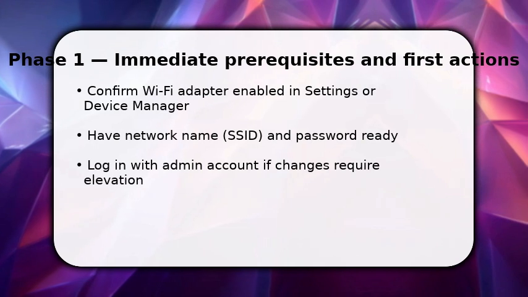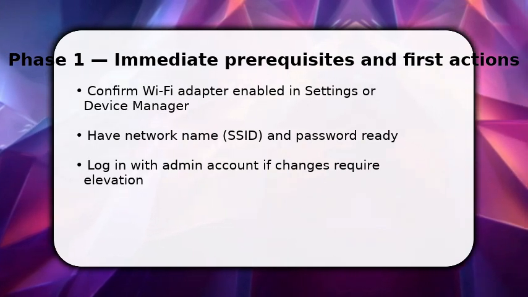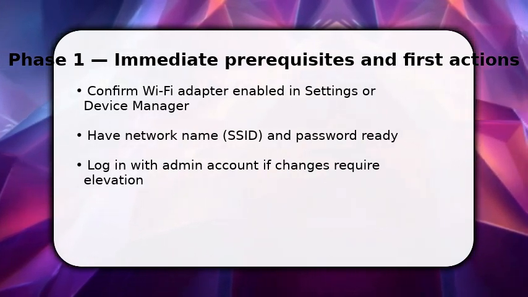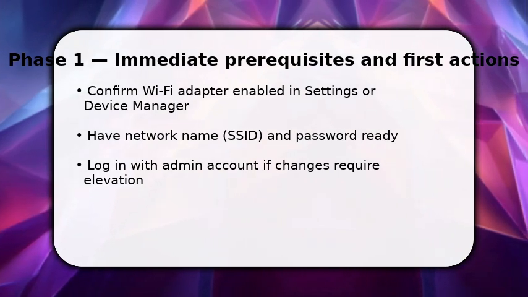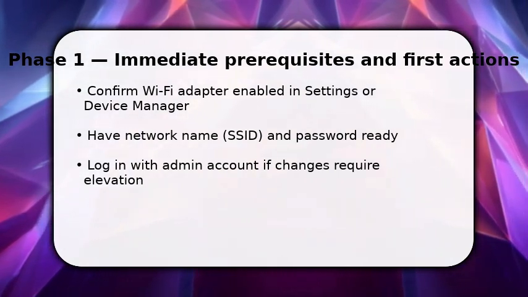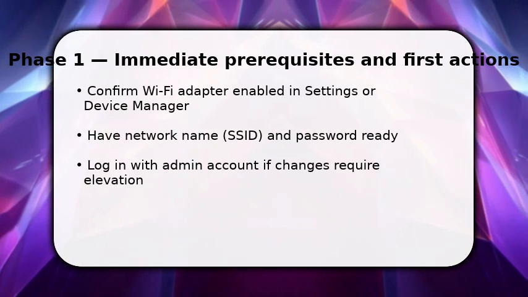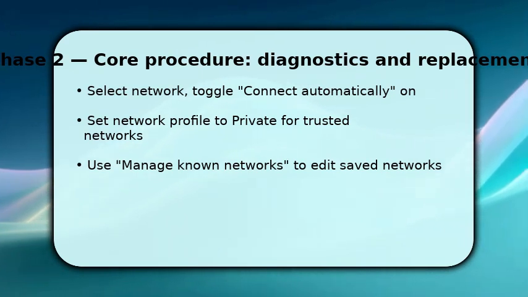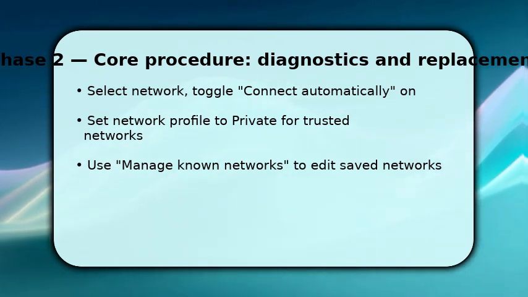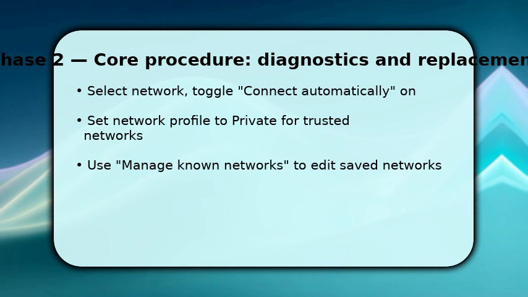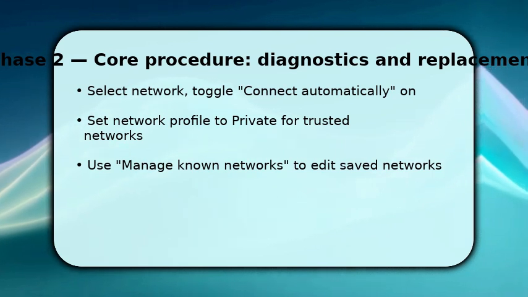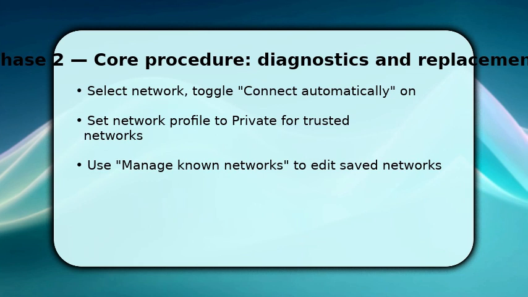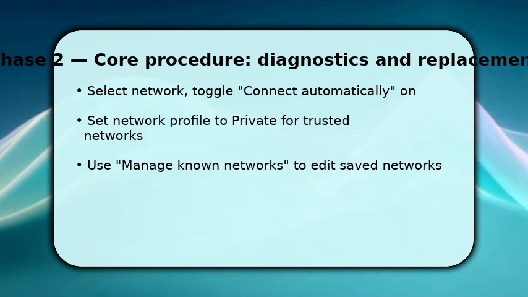This initial connection is required so Windows or your network manager stores it for automatic reuse. Make sure to note whether you're on a private or public profile. This affects auto-connect behavior. Once done connecting, click the Wi-Fi network again and enable Connect automatically, so the OS will rejoin when in range. Make sure to set the profile to private for home or work, because private networks allow device discovery and persistent connections.